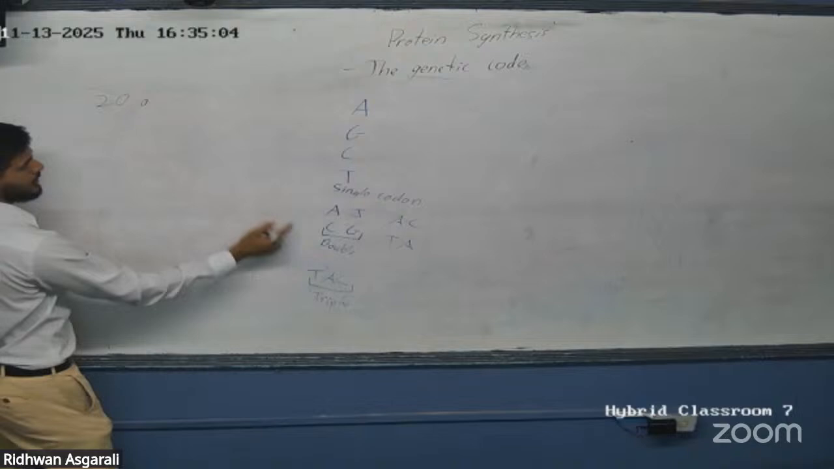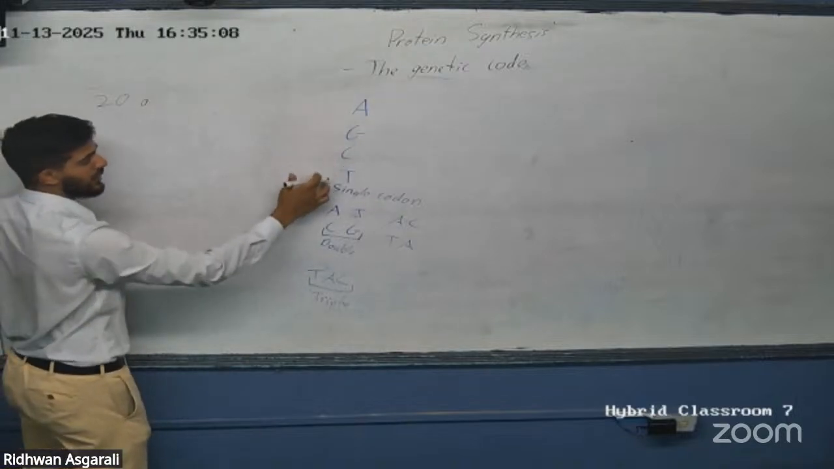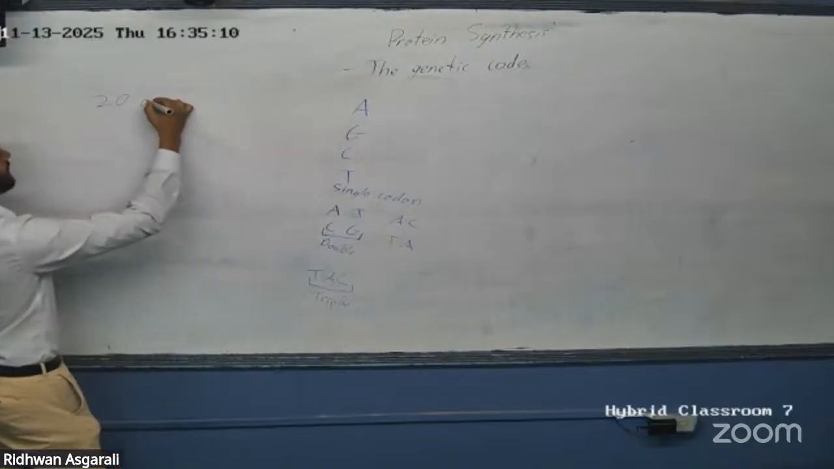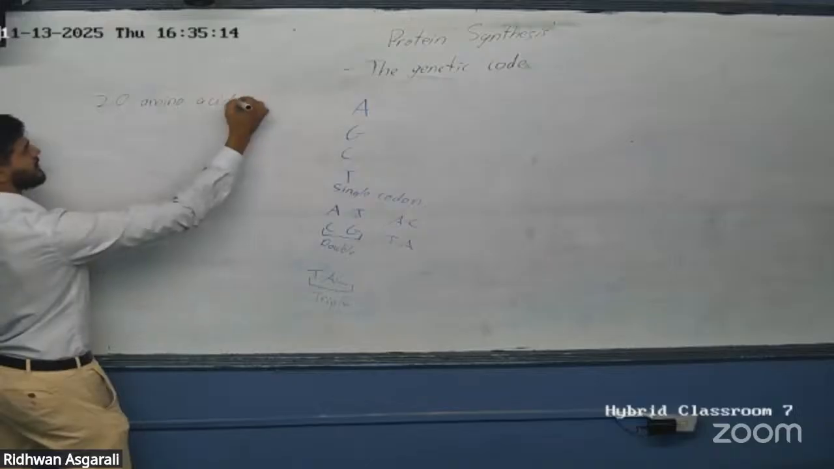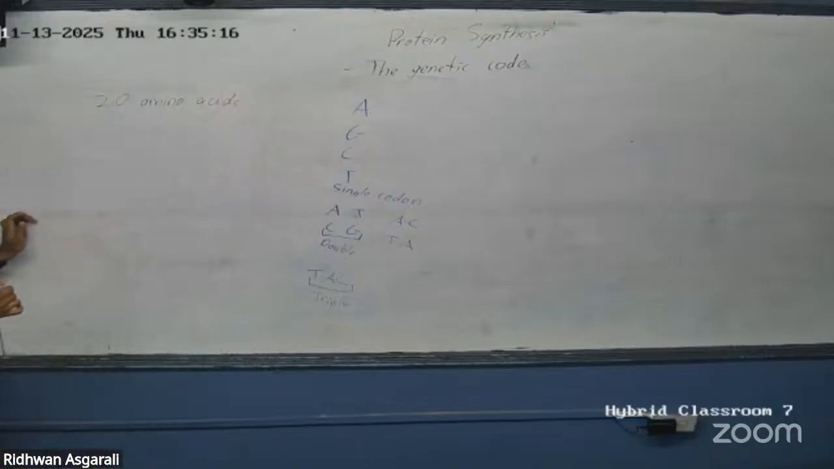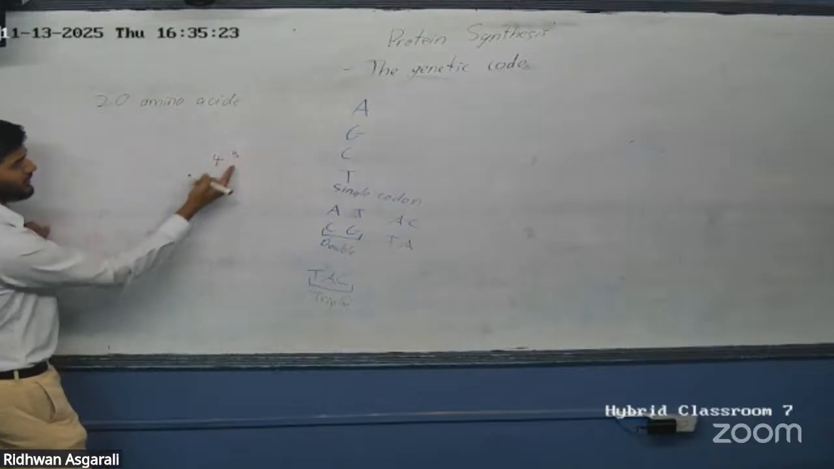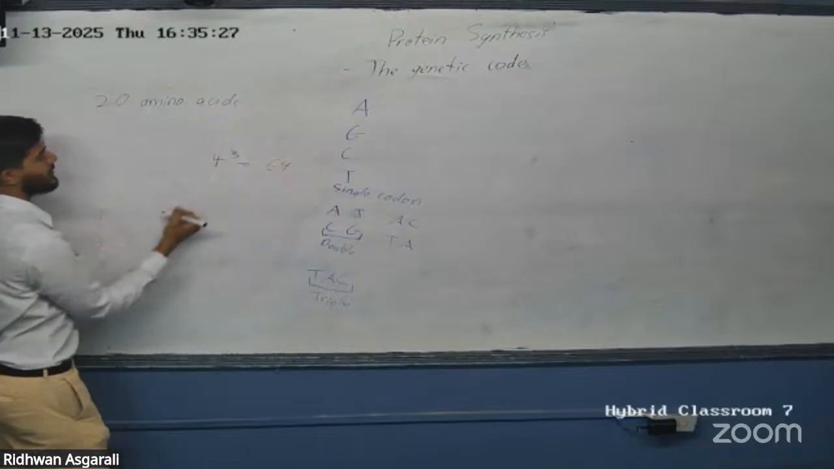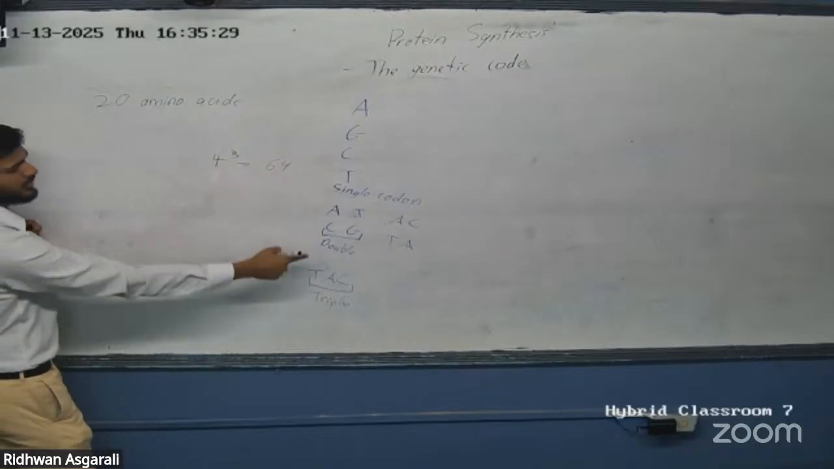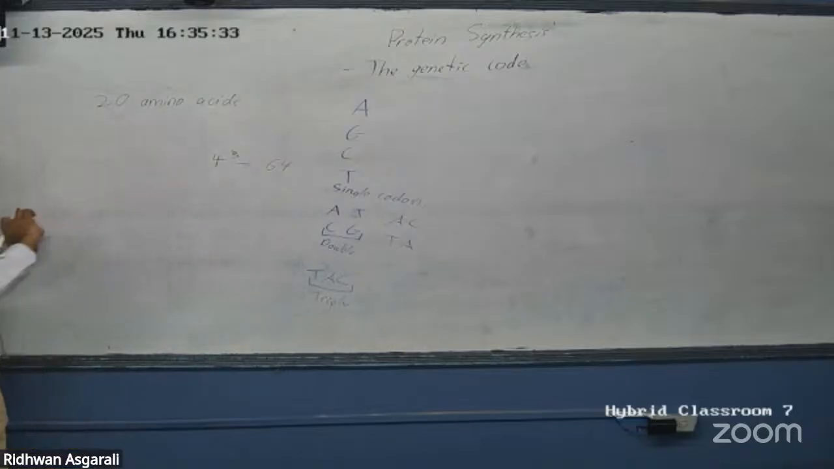Anybody know, from these four, how many triple combinations are possible? 64. Anybody know how you arrive at 64? 4 cubed, right? So it has four bases, and you put them in triplets, so 4 cubed will be 64. So now if you have 64 possible code sequences and only 20 amino acids, what does that mean?